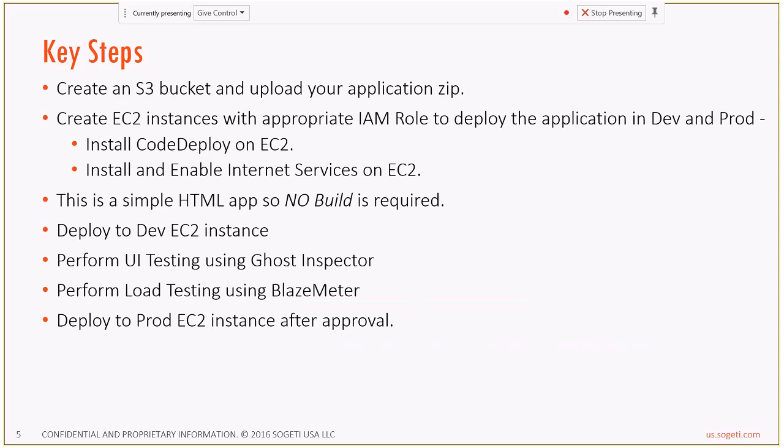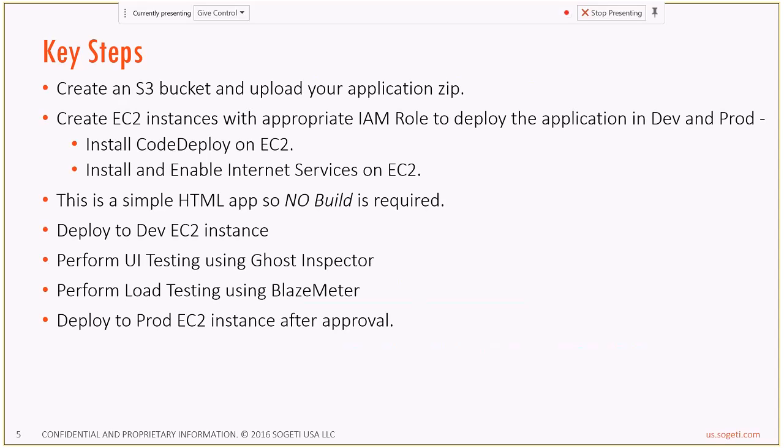So for today's pipeline, I have enlisted a couple of key steps. Typically, we will be using S3 as our source code repository, and we will be uploading our application as a zip file to S3, and then we will be using EC2 instances with appropriate IAM roles to deploy our application in both dev and prod environments. And our development will be done using EC2. This is going to be a simple HTML app, so we do not need to perform any builds, but we will certainly need to install and enable Internet Information Services, or IIS, on our EC2 instances.